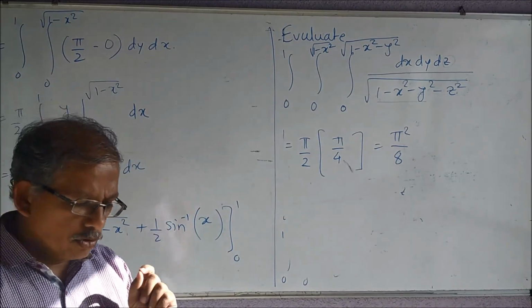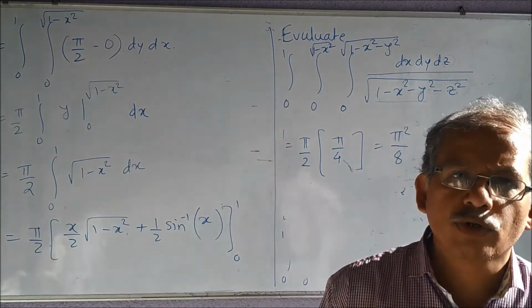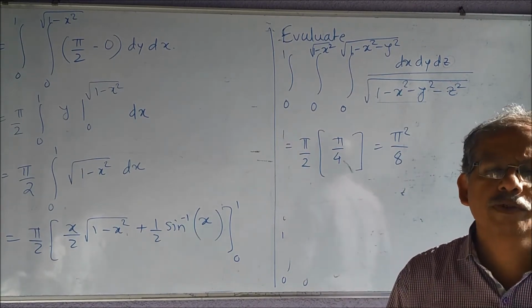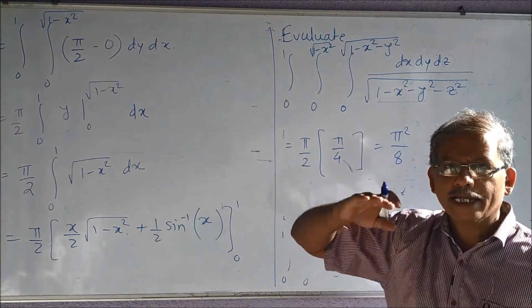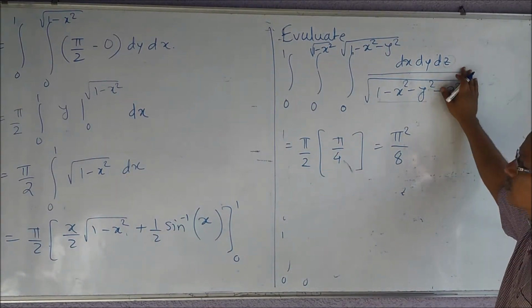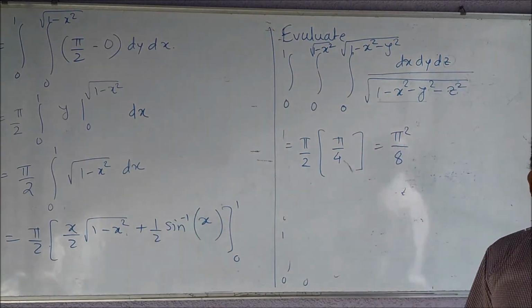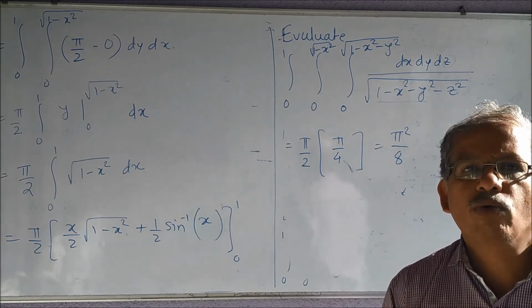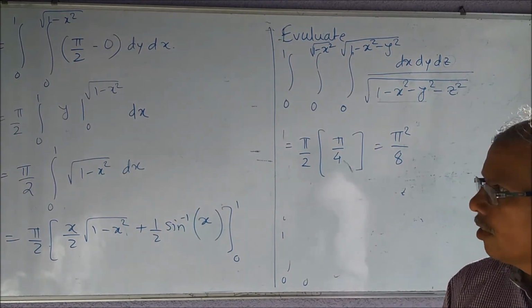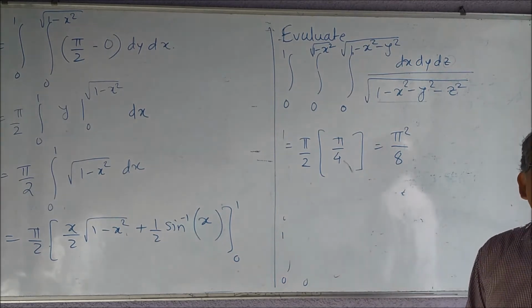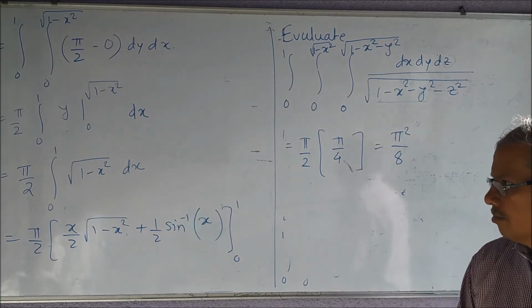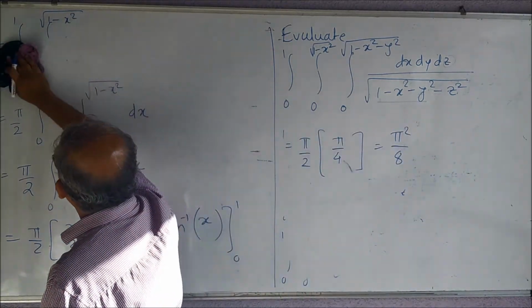So the thing is that this is one way of evaluation of triple integration, where the limits are given to you. In that case, the innermost limit is always with respect to z, then with respect to y, and then with respect to x. Here one more thing we will note, that is called Dirichlet's theorem. So let me put that over here.